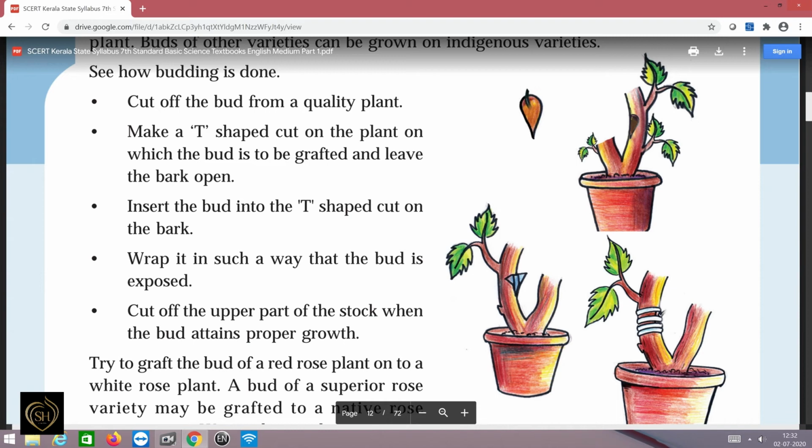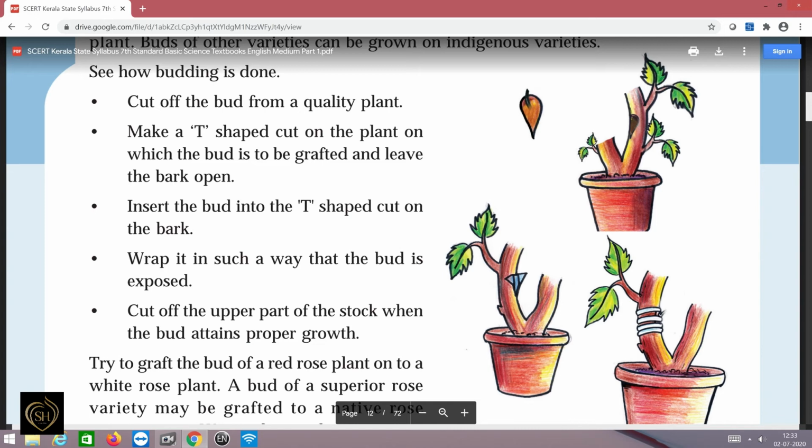See how budding happens in the plant. Let's see. First step, what to do first? Cut off the bud from a quality plant. You select a quality plant with a nice rose flower, a very beautiful flower, a variety of color. Cut off the bud from a quality plant. Take a bud from a quality plant.